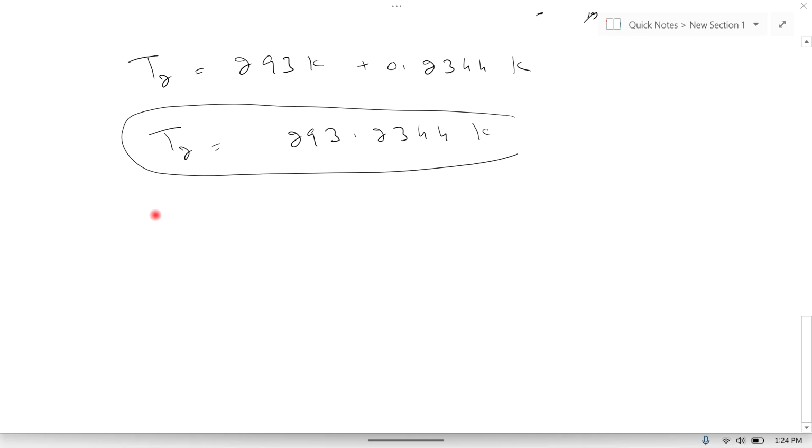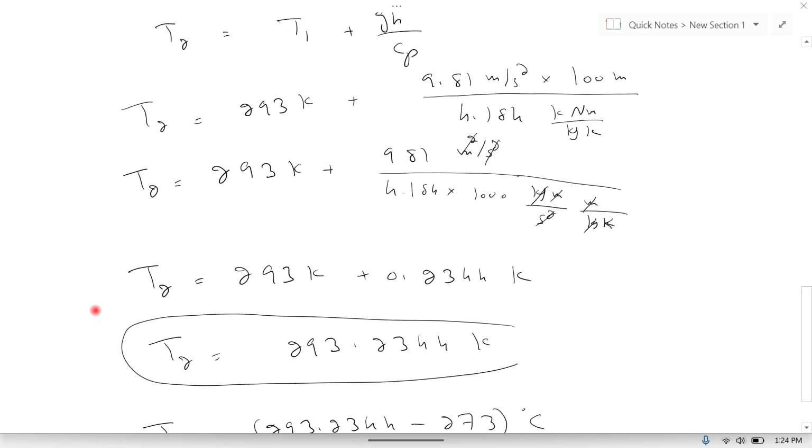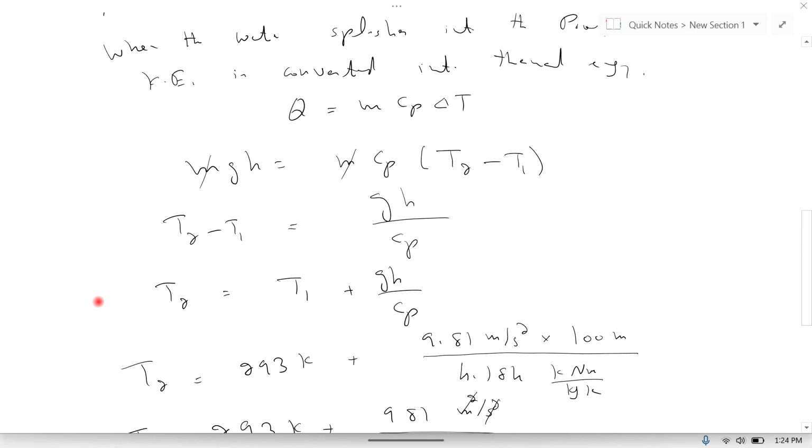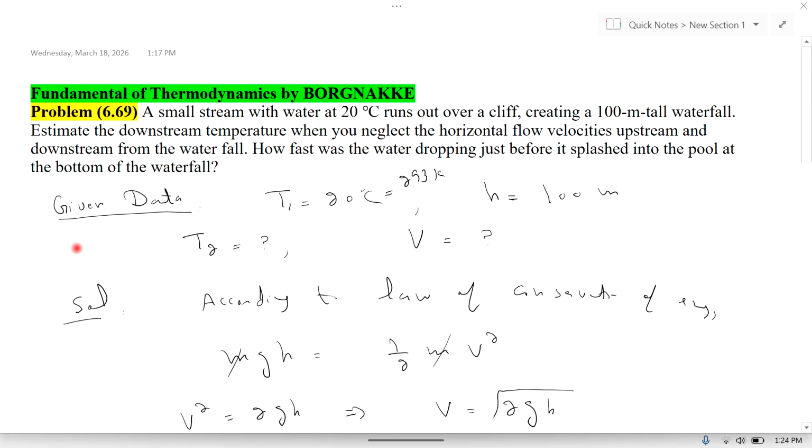Convert this into degree centigrade. So T2 is equal to 293.2344 minus 273 degree centigrade, or T2 is equal to 20.2344 degree centigrade. This is the required temperature, and this is the required velocity, and this is the end of the problem 6.69.